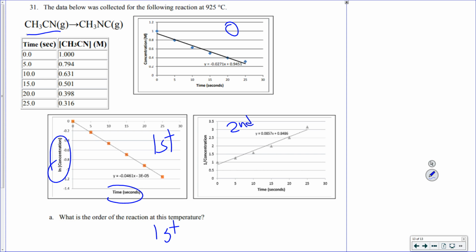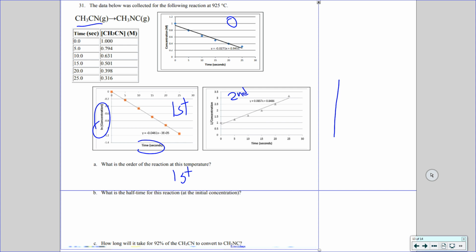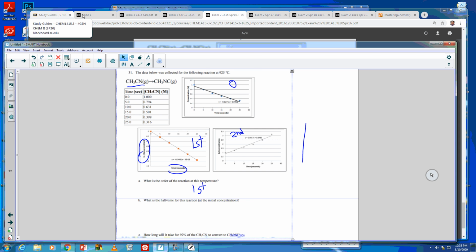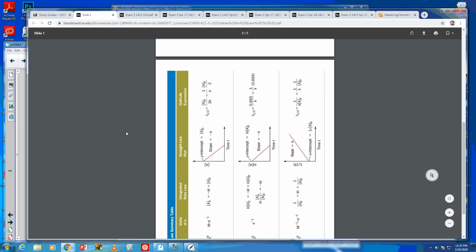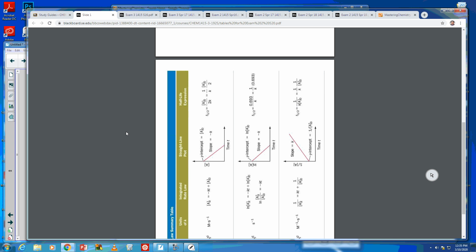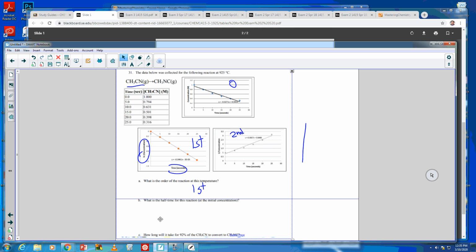Okay, so the second thing it wants to know is the half-life for this reaction. For a first order reaction, I'd go back to my handy dandy equation sheet and go to the top of here. Half-life is equal to 0.693 divided by K. The slope is equal to a negative K, so I've got to take those things and put them together and apply it to the problem that I've got.